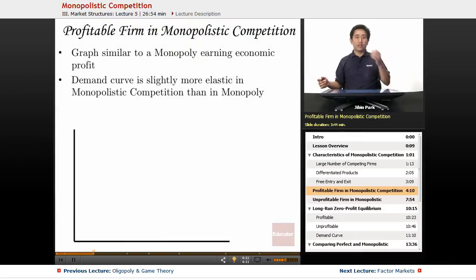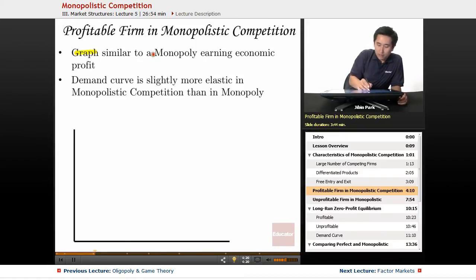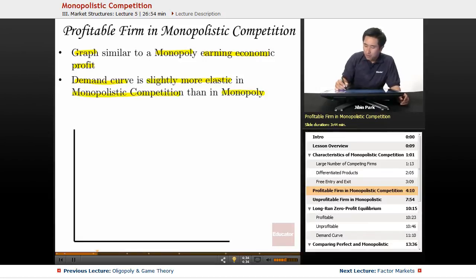So let's take a look at a graph of how a profitable firm in the short run for monopolistic competition would look. The graph is going to be similar to a monopoly earning economic profit. The only difference really in terms of how you draw the graph is that the demand curve is slightly more elastic in monopolistic competition than in monopoly.